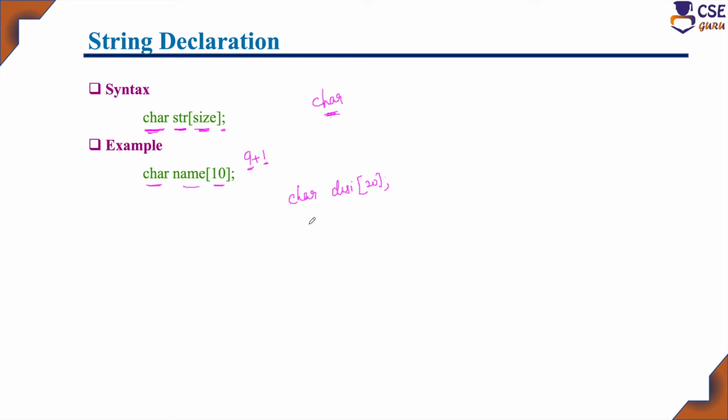And whenever you are doing initialization, if you don't know the size, it is not compulsory to specify the size. If you don't know the size, we can declare with an empty size. That will automatically calculate the size and allocate it. So this is string declaration.